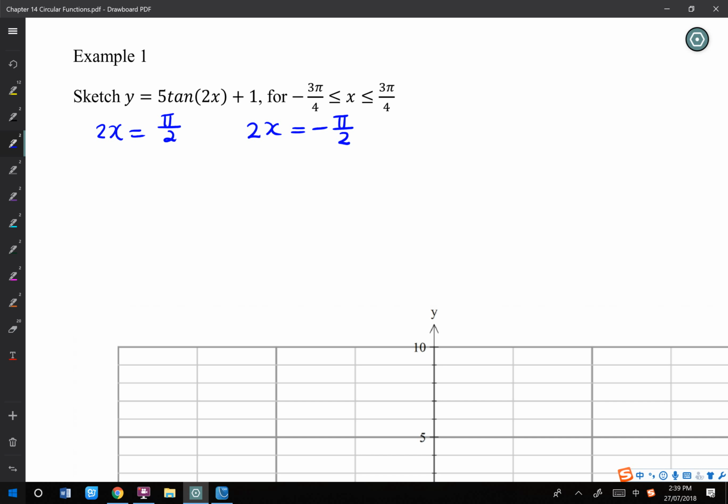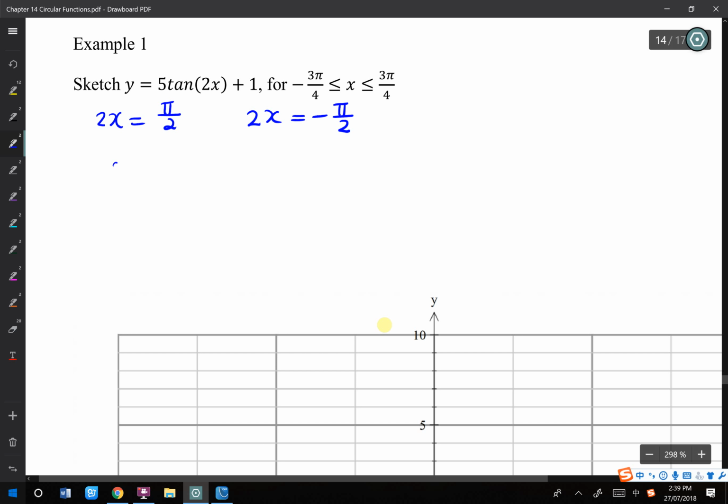I choose two smaller and adjacent values, so it's easy to do the calculation, but they must be adjacent. I can choose pi over 2 and negative pi over 2, or I can choose pi over 2 and 3 pi over 2, but I can't choose negative pi over 2 and 3 pi over 2. They are not adjacent values to make it undefined. So that's why I picked those two.